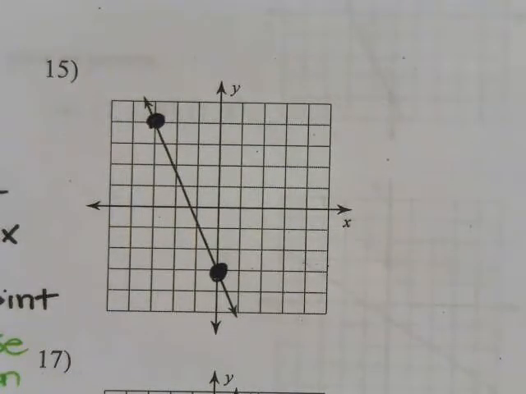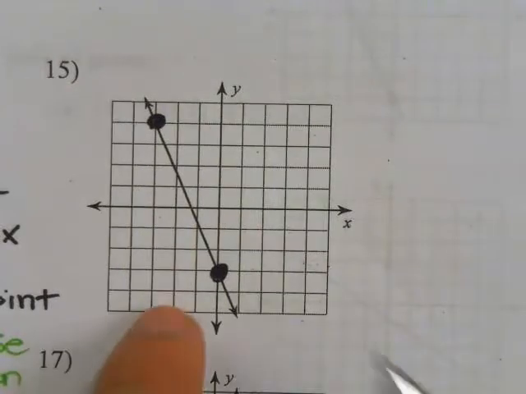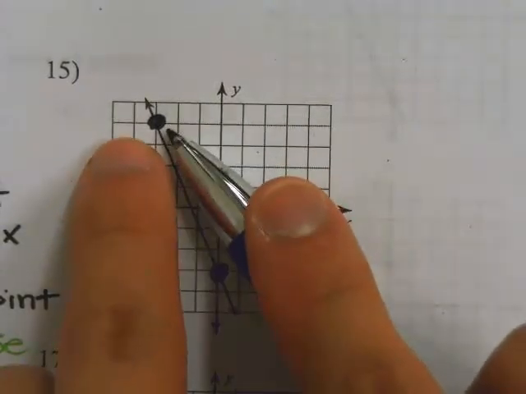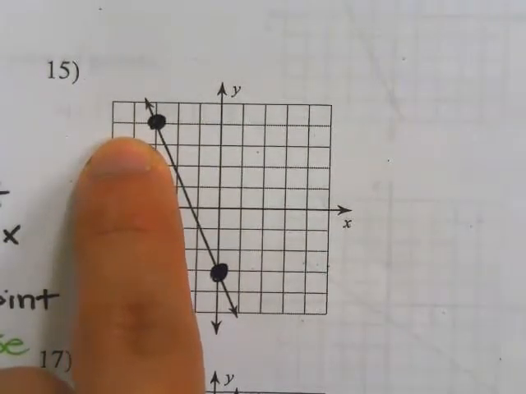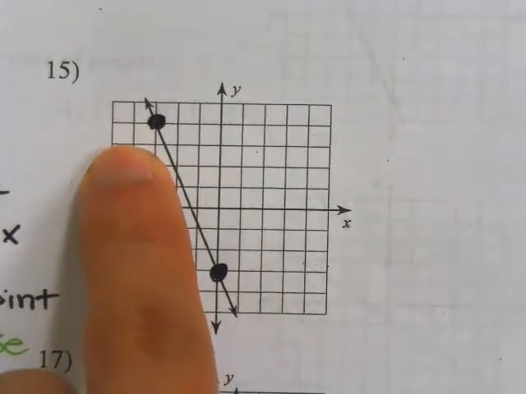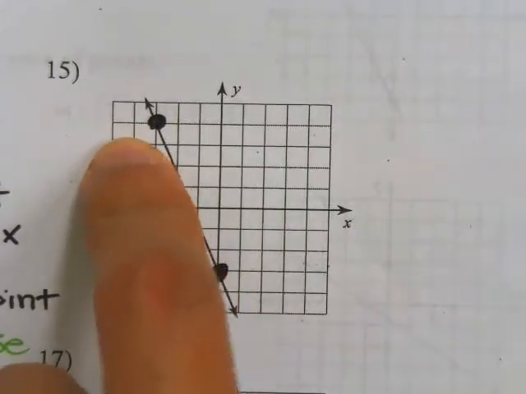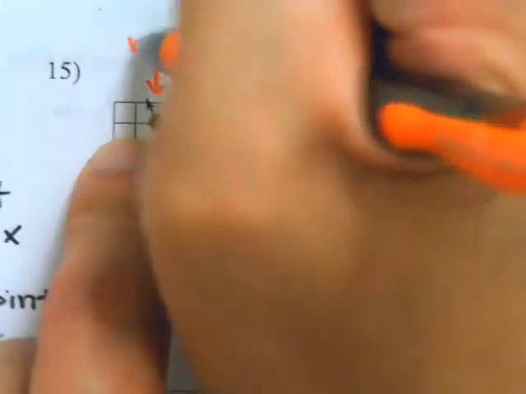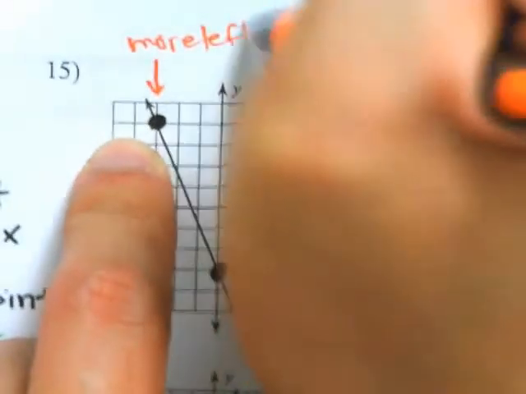Okay, we did step 1. Step 2, we got to pick a point. Should we start over here on the lower end, or should we start on this upper end here? The upper, yes, because this is more left. Lefter.